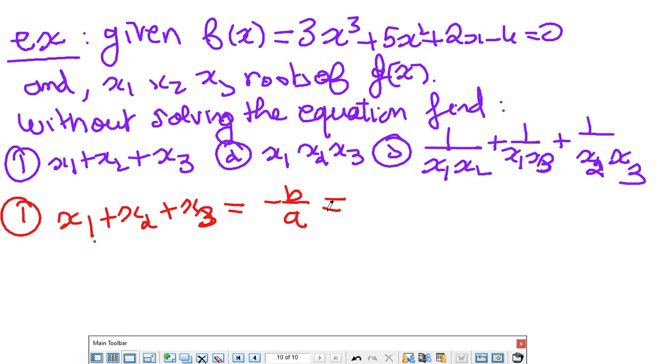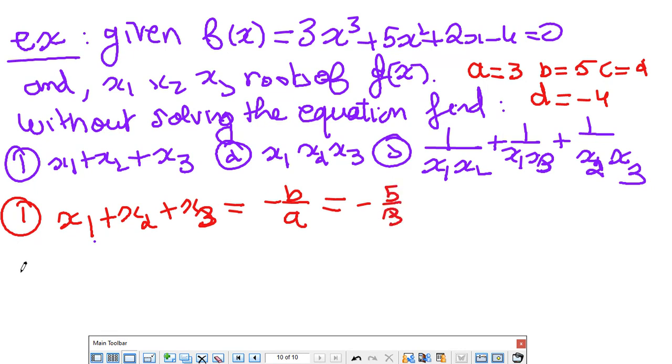To be on the safe side, the best way is to first write what a is. So a is 3, b is 5, c is 2, and d is minus 4. So directly, what is b? 5, so minus 5 over 3. So I can write that the sum of the roots is minus 5 over 3.